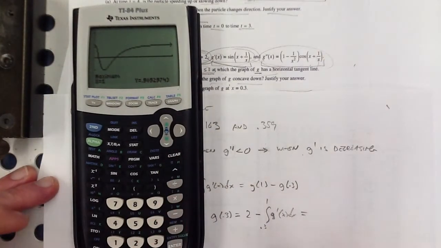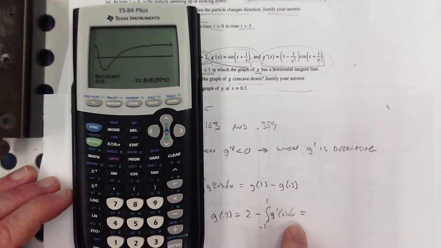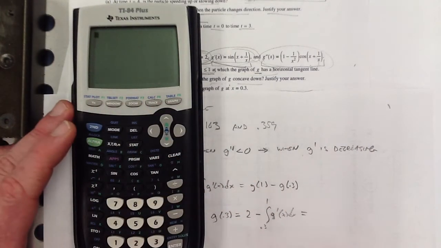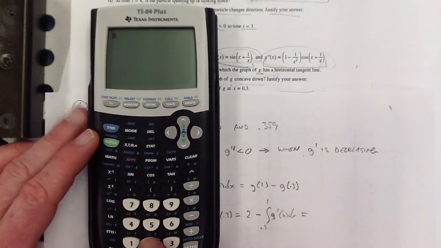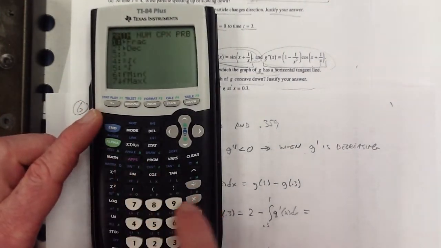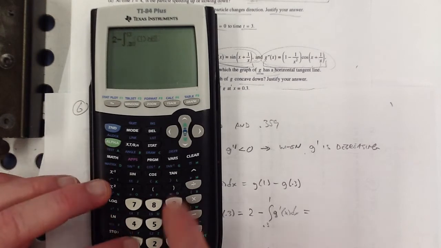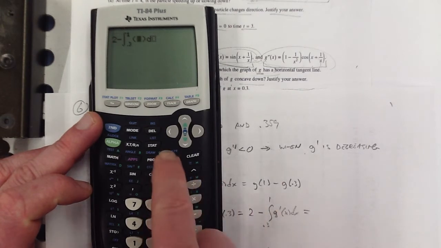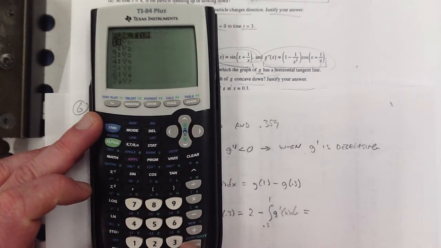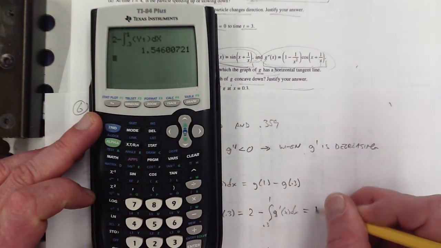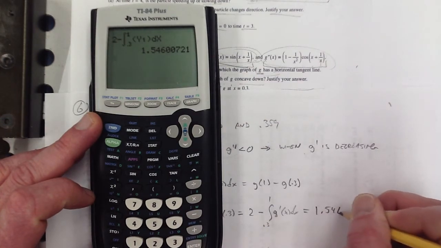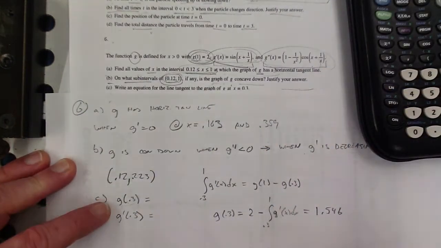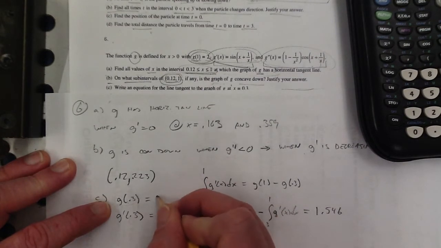Alright, so I can do that on this screen here, or you can go back to your home screen and do 2 minus math 9 from 0.3 to 1 of, I've got this in y1, so I can use that, dx, that should do it. 1.546.